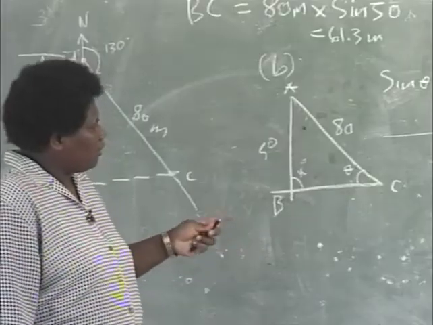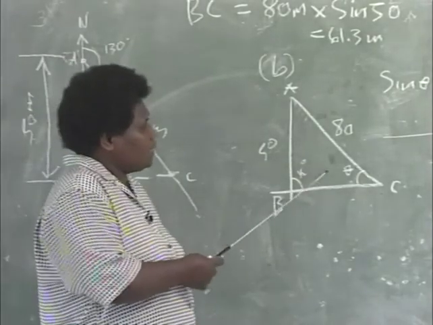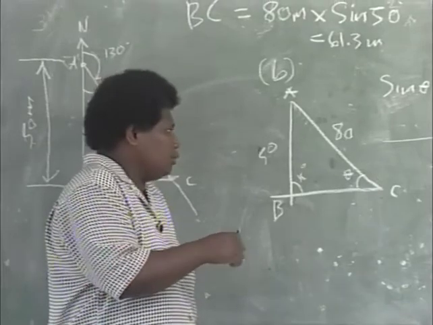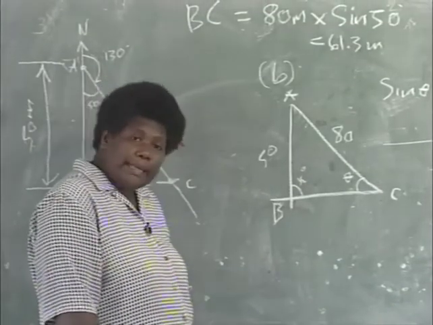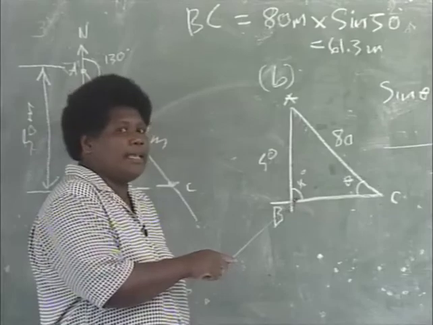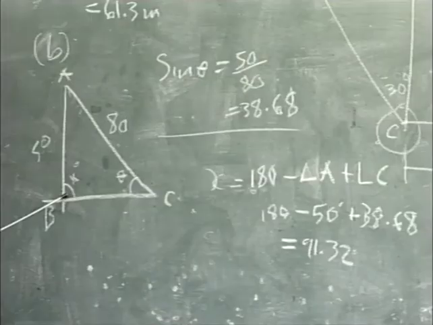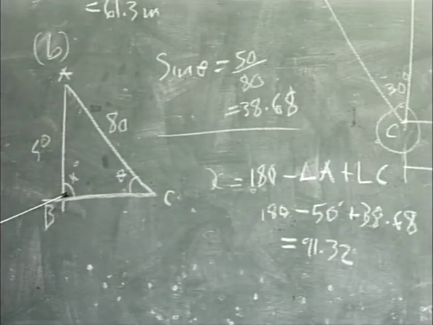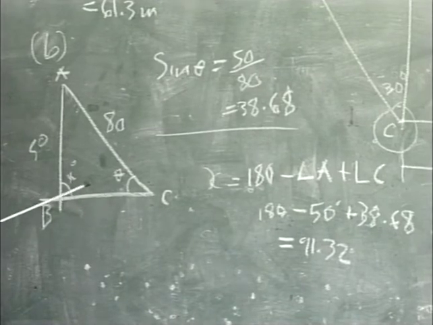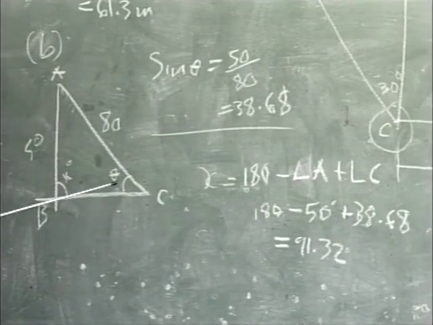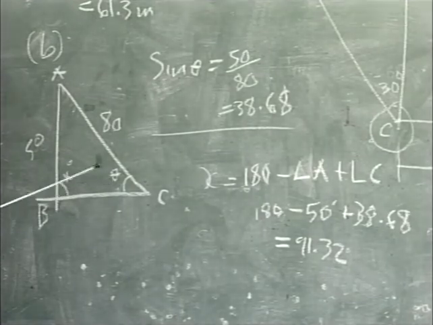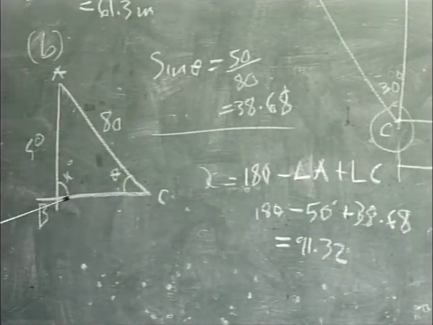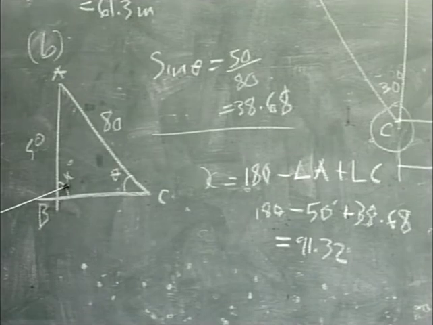His explanation is correct, except that if you are saying sine theta is equal to 50 over 80, you are already assuming that this angle is a right angle. And I think many of you made that mistake. Then what he's done is he said, okay, to find this angle, I will subtract 50 plus 38.6 from 180 degrees to get this one, which you've already assumed to be 90 degrees.